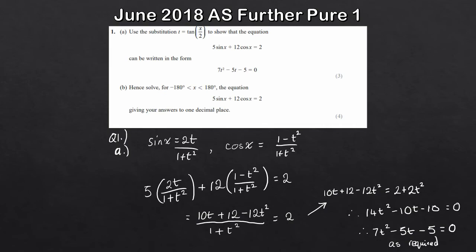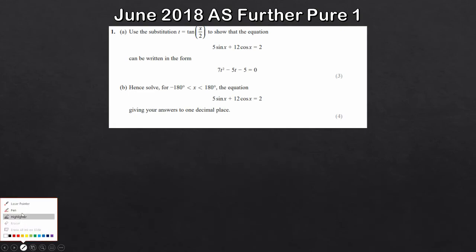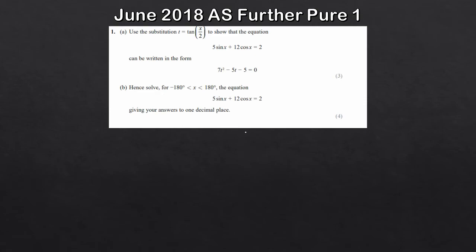And then part B, we're going to use that equation that we've just got, this 7t squared quadratic here, to solve the equation. So let's have a go at that. If we clear all this just so we've got enough room, it shouldn't be too tricky. Like we always say, have a go first at factorising this. Can we factorise 7t squared minus 5t minus 5?